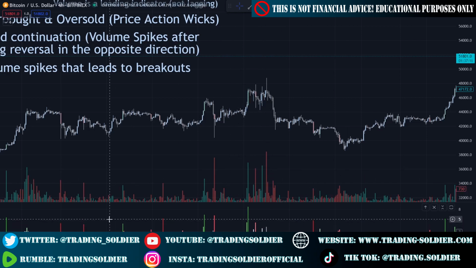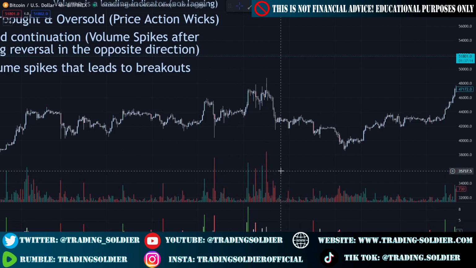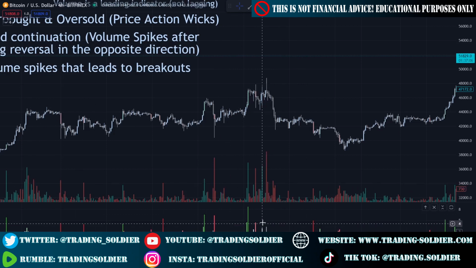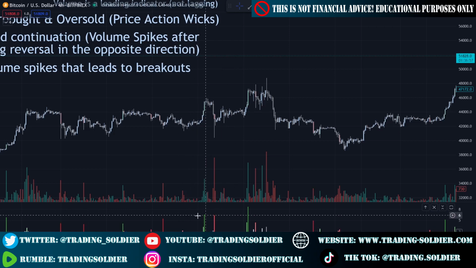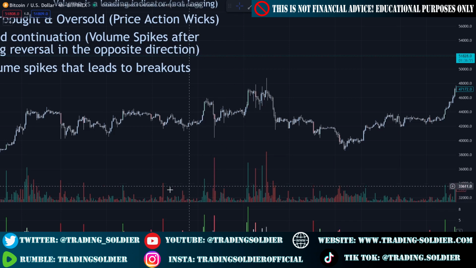I mostly use the relative volume because for me the normal volume is very noisy. Let's say we see a lot of spikes, okay? The relative volume calculates the volume based on the previous volume of the previous candles. It cleans a lot of the noise that the volume chart is displaying. The normal volume chart displays more noise than the relative volume chart.